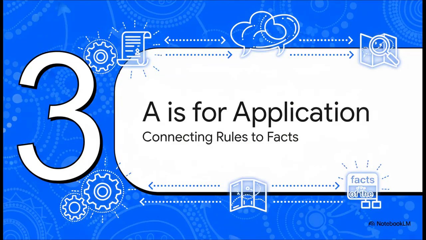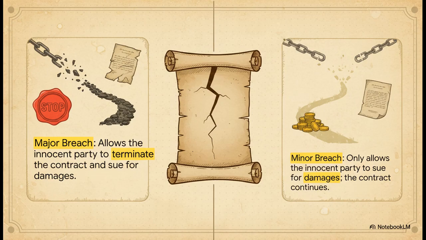So that brings us to A for application. And honestly, this is where the magic really happens. You take all those rules we just gathered and you apply them to the facts of your situation. This is the analysis part, where you connect the dots. And this slide is a perfect illustration of why that application step is so critical.